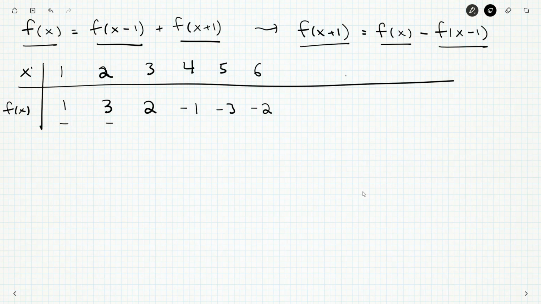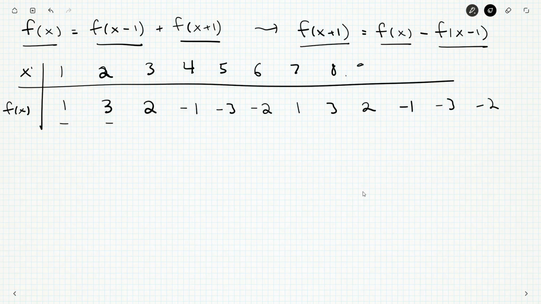Now look at that. We're starting to get bigger. Okay, so it's 1, 3, 2, negative 1, negative 3, negative 2. I bet the next one's going to be 1. Well, negative 2 minus negative 3 is negative 2 plus 3, because the two minus signs cancel to a plus. And yeah, we get 1. And 1 minus negative 2 is 3. And it's just going to repeat.